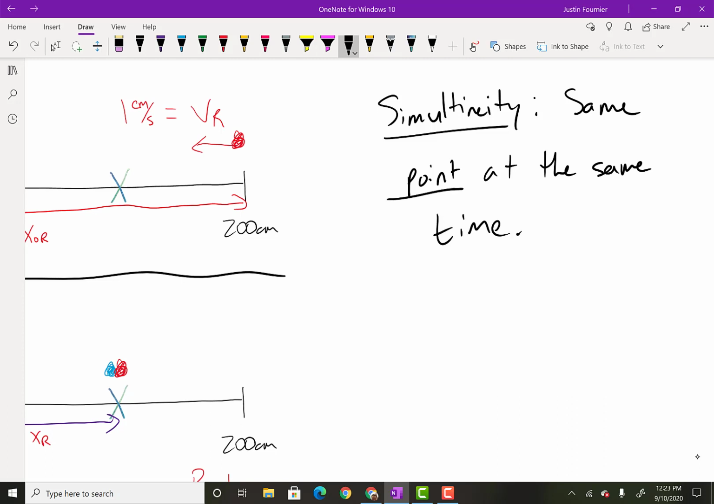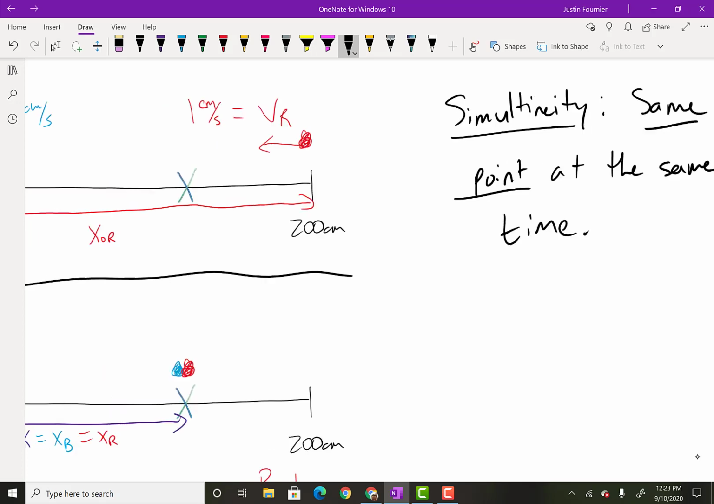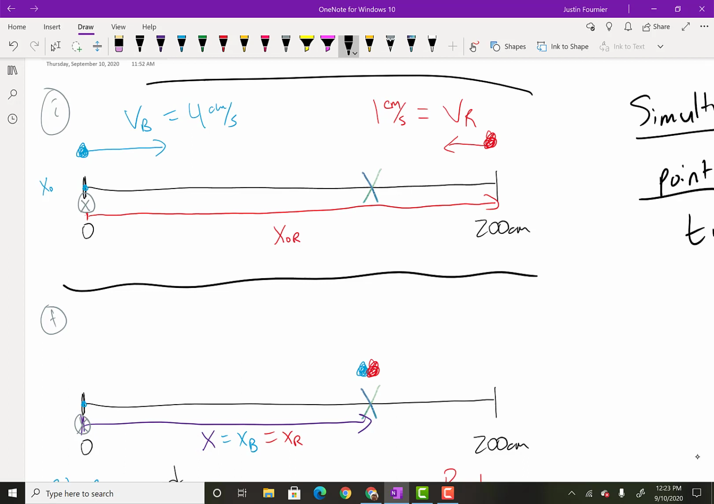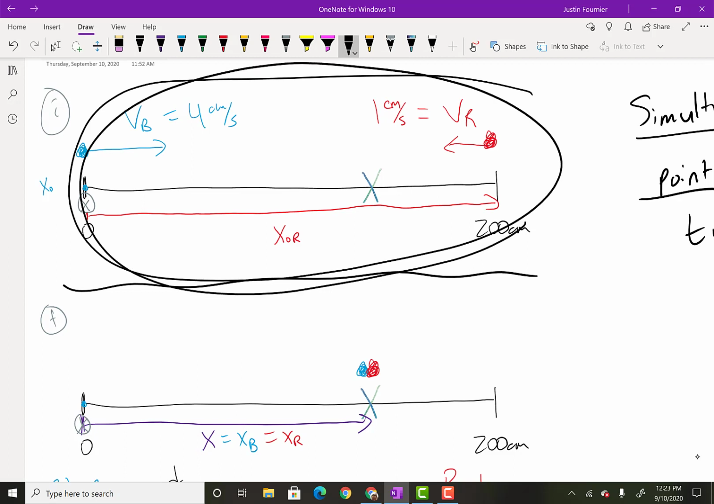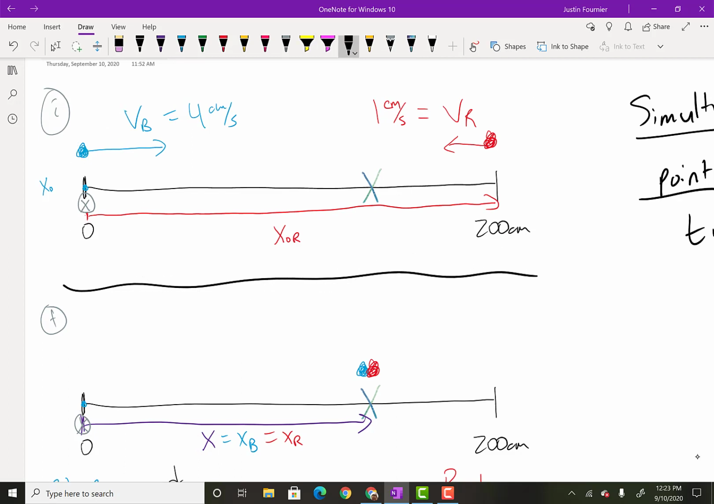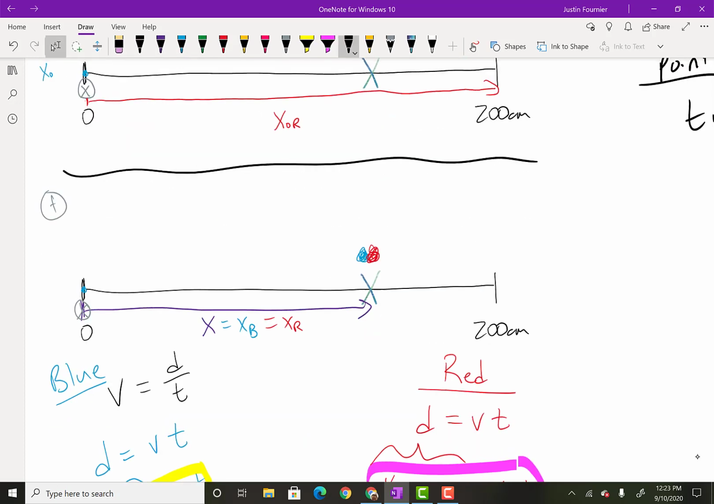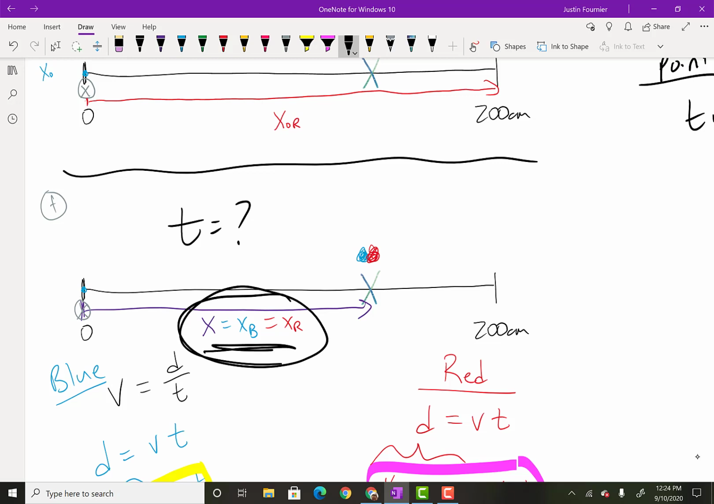And the same point, that's basically meaning you're in the same position at the same time. So, and this is what we're doing. When time starts at t equals 0, they're 200 centimeters away and moving at different speeds. But then whatever this time is, when they actually crash, they're at the same position. So when they actually crash, they're at the same position. So that's what I mean. They're at the same position at the same time.